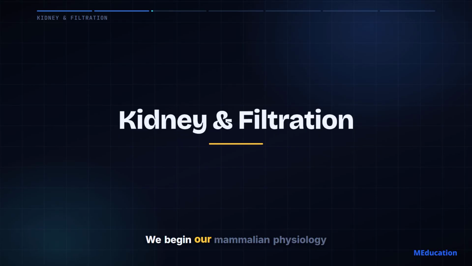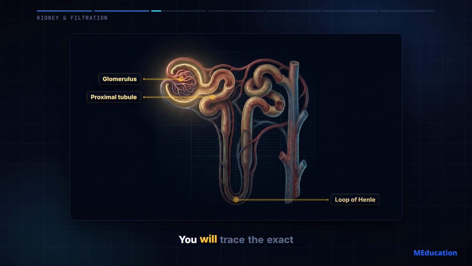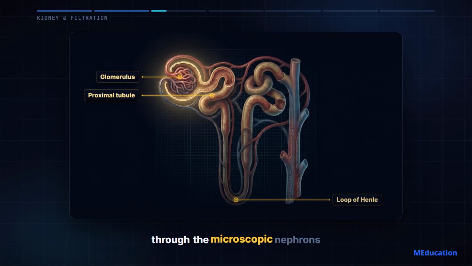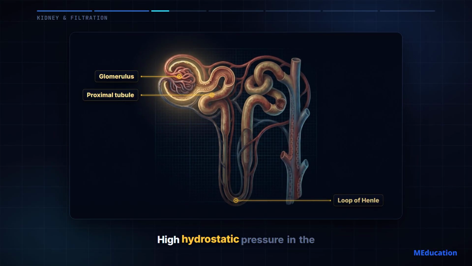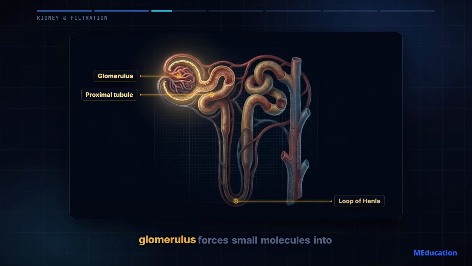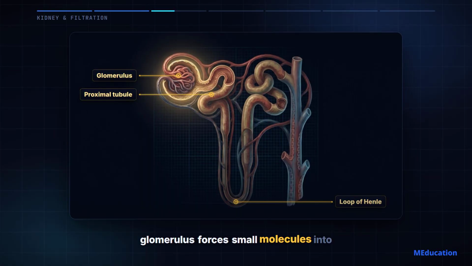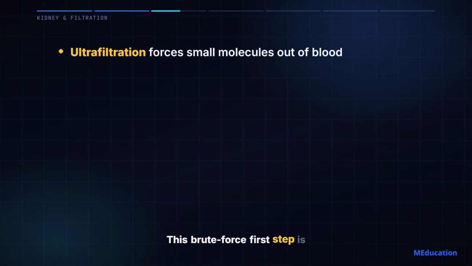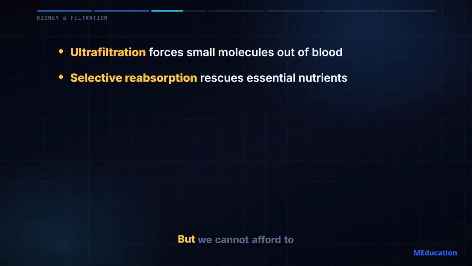We begin our mammalian physiology with the kidney, the master organ of excretion. You will trace the exact pathway of blood and filtrate through the microscopic nephrons. High hydrostatic pressure in the glomerulus forces small molecules into the Bowman's capsule. This brute force first step is ultrafiltration.